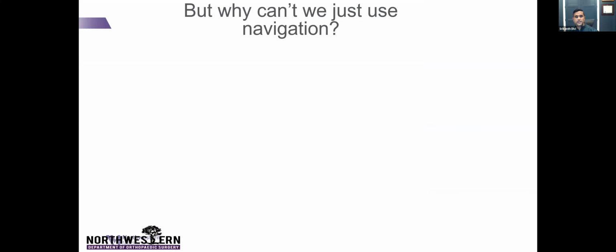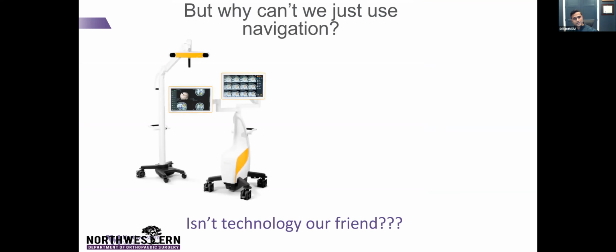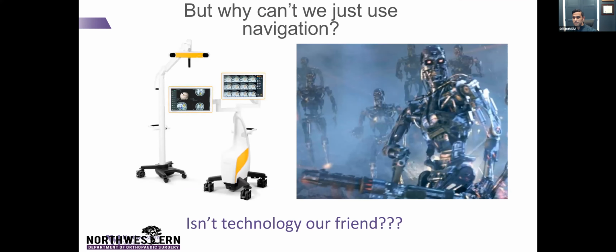So one of the things is, why do we need to know our anatomy in depth, and why do we need to know our technique carefully? Why can't we just use navigation for everything? I mean, you could, but isn't technology our friend? Yeah, it should be, it could be, and also it's going to rebel at you at some point.